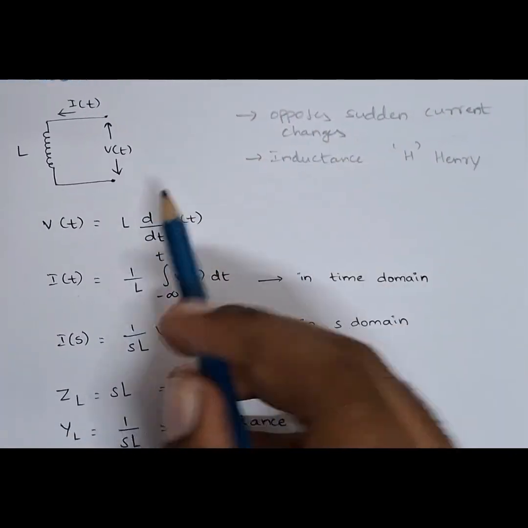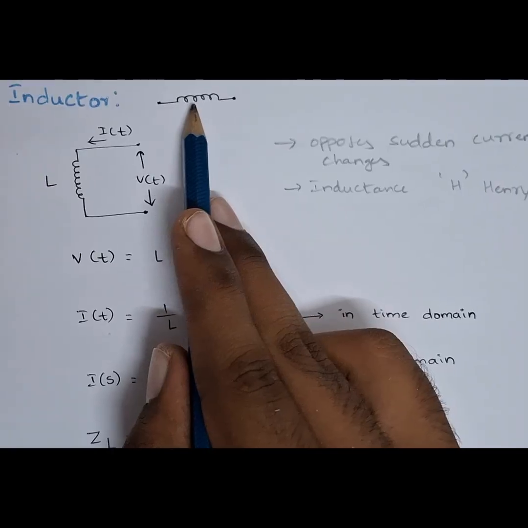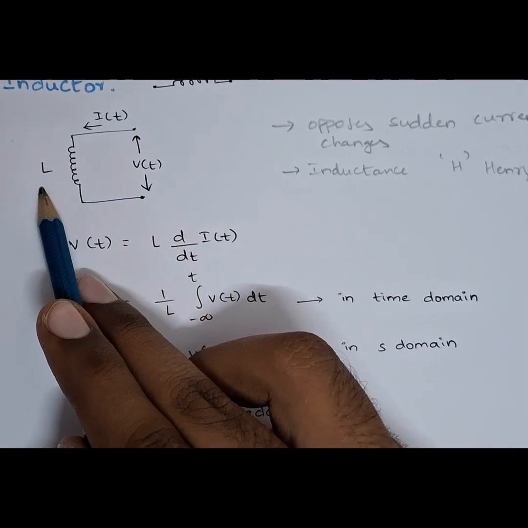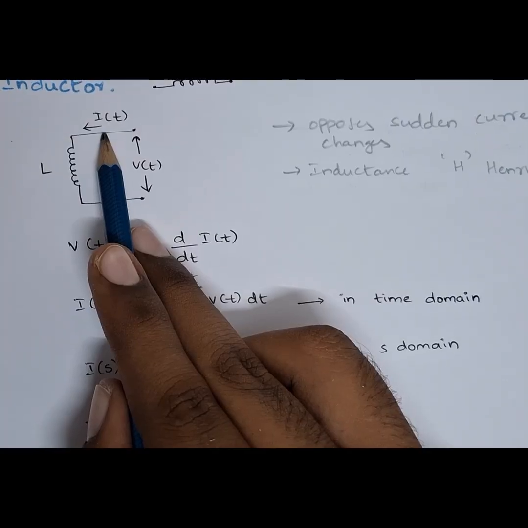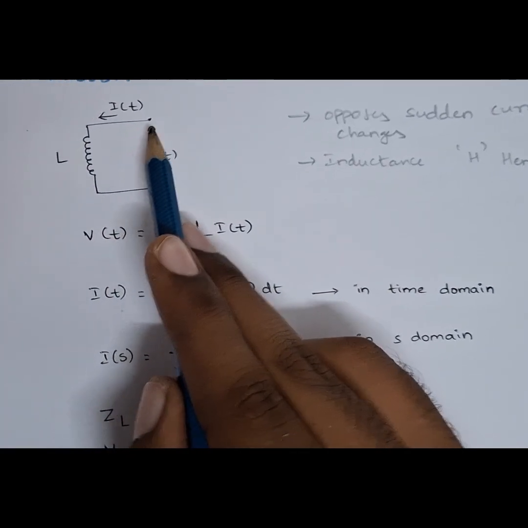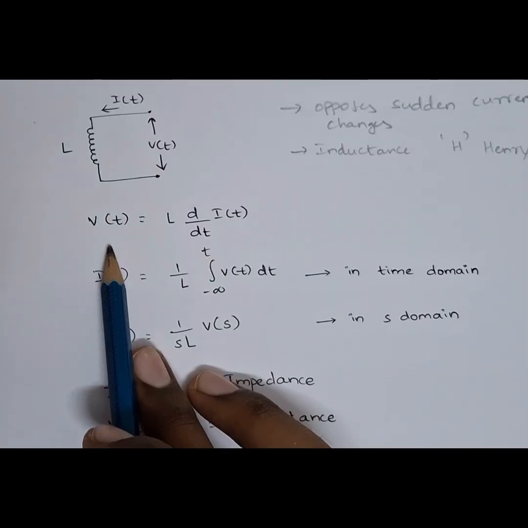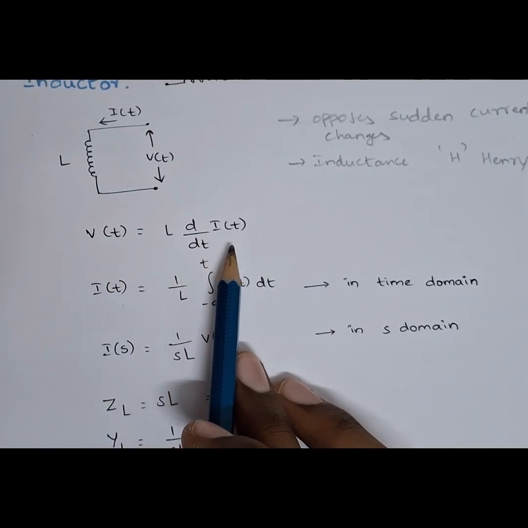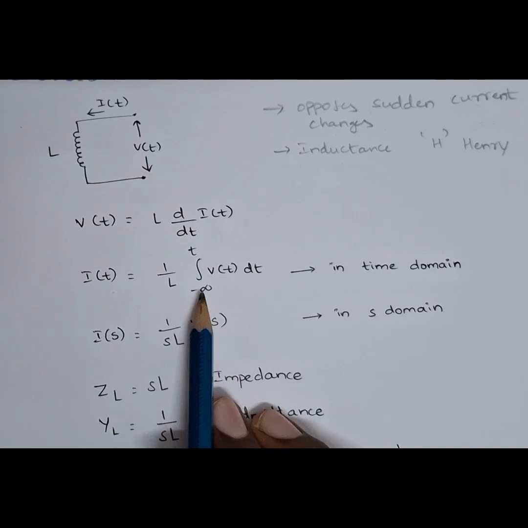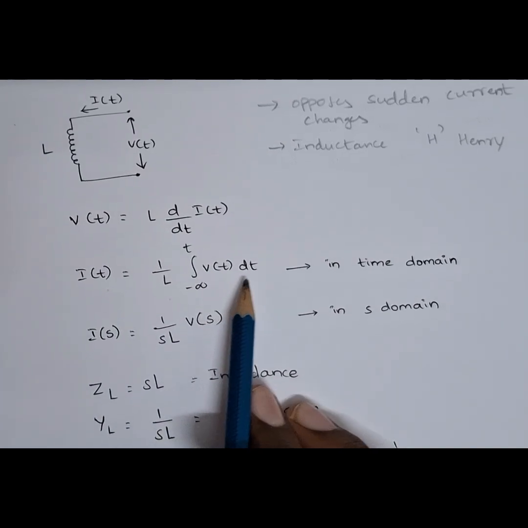So if you go to the symbol of the inductor, this is how an inductor is denoted in a circuit. Here we have connected an inductor with inductance L, and there is a current I of t flowing through the circuit which has a voltage drop of V of t. If you go to the equations, here we have the voltage V of t is L into d by dt of I of t, and also from this we can get current I of t, which is 1 by L integral minus infinity to t V of t dt.